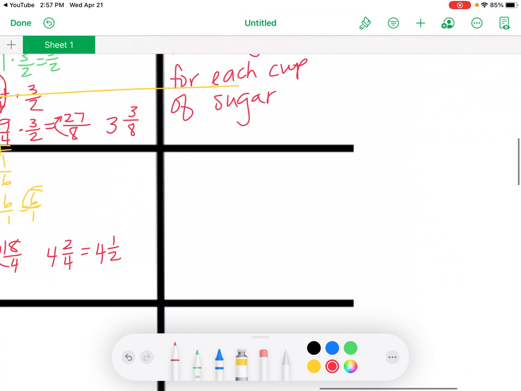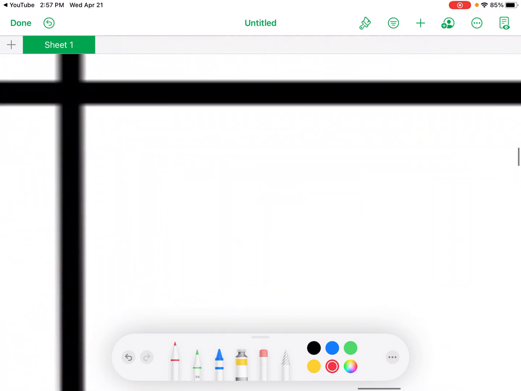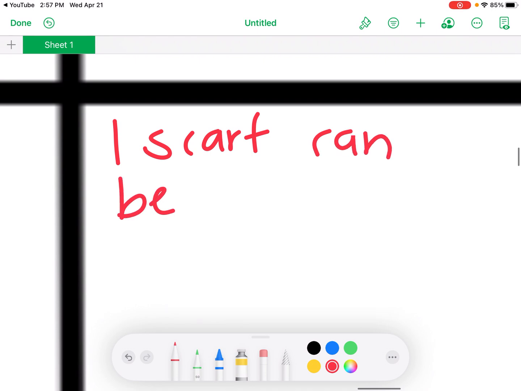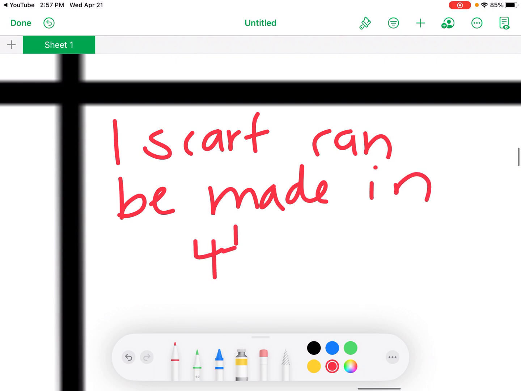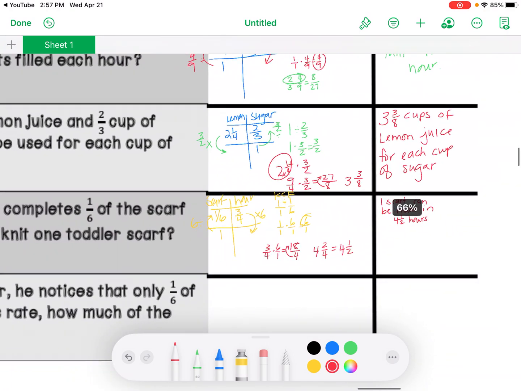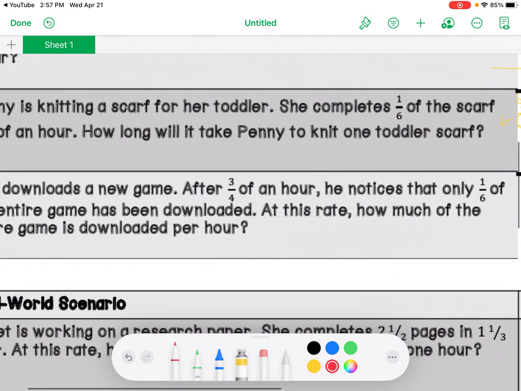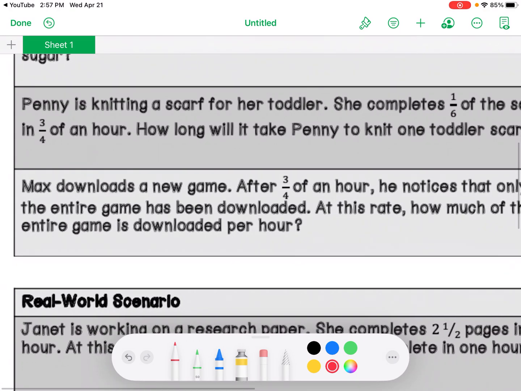So when they're asking me what that means, 1 scarf can be made in 4.5 hours.